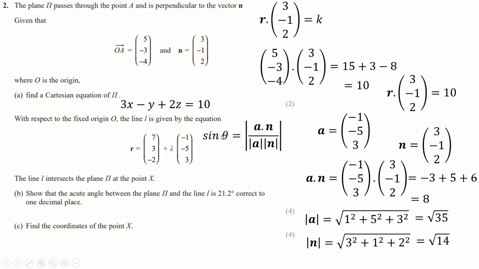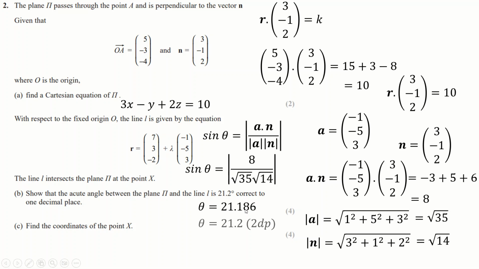And then we can do sine of theta equals 8 divided by root this, root that. The moduluses don't really do anything here. Do sine inverse of that, and you do get the answer that they want you to get, which is good. Find the coordinates of x.